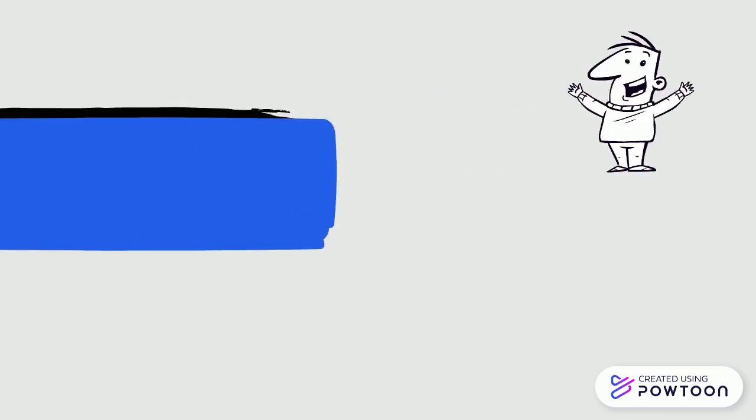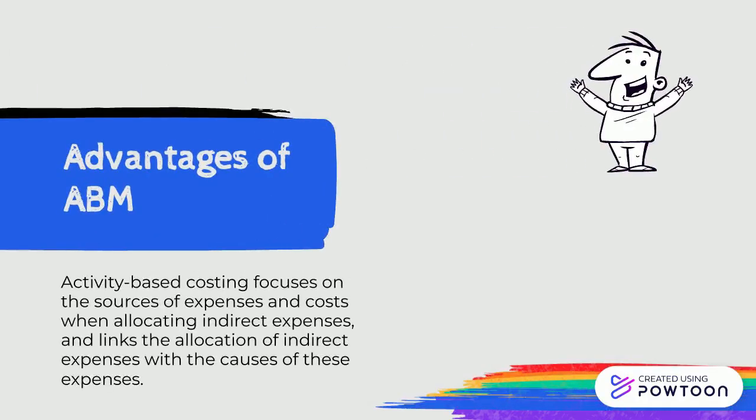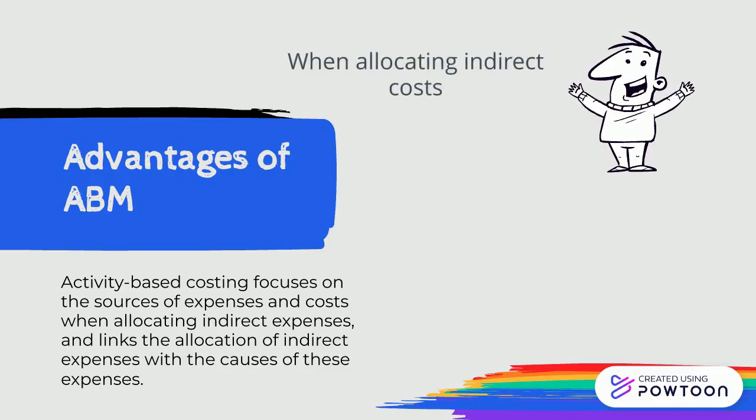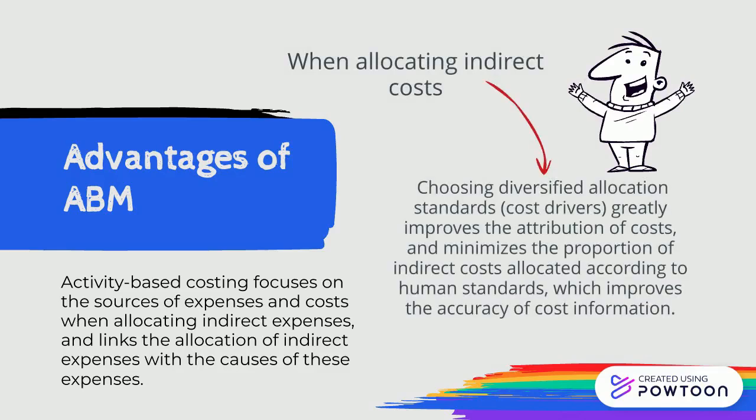Activity-based costing focuses on the sources of expenses and costs when allocating indirect expenses, and links the allocation of indirect expenses with the causes of these expenses. When allocating indirect costs, choosing diversified allocation standards or cost drivers greatly improves the attribution of costs and minimizes the proportion of indirect costs allocated according to human standards, which improves the accuracy of cost information.